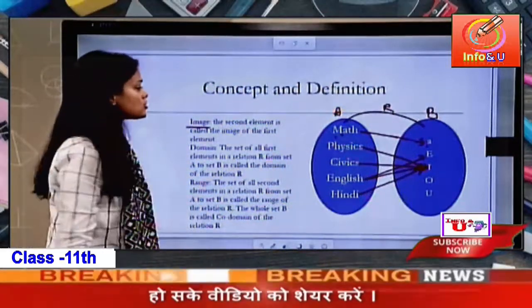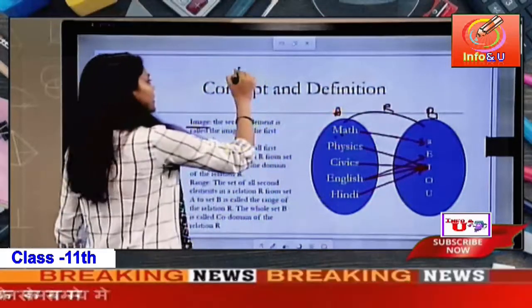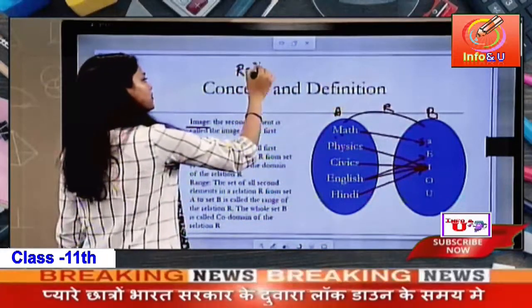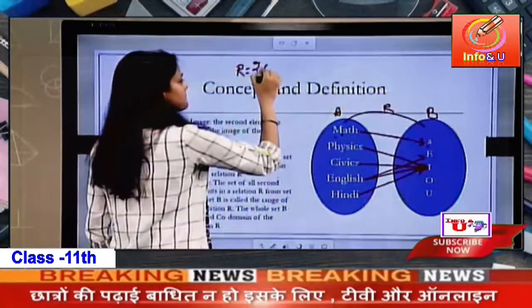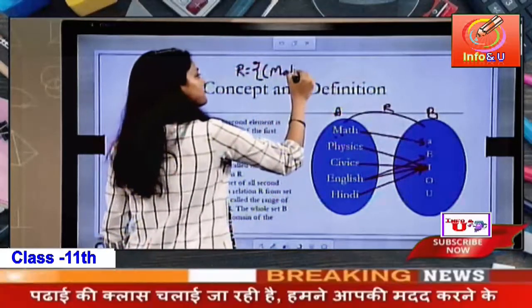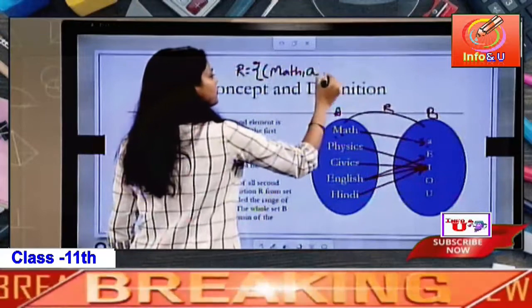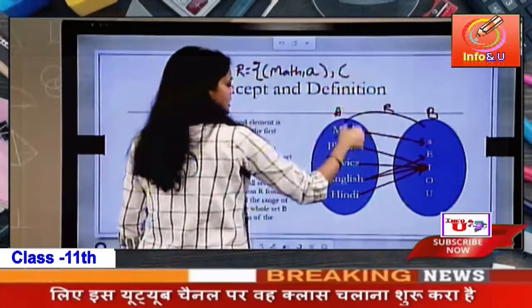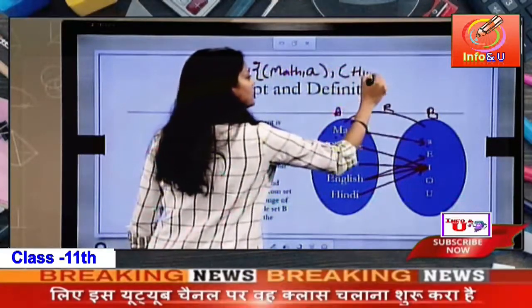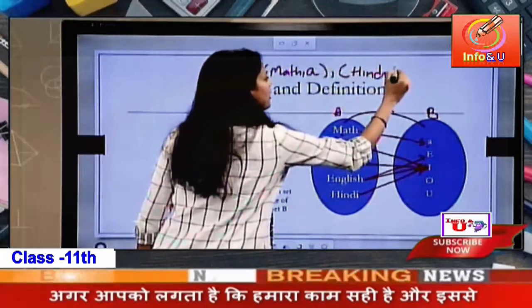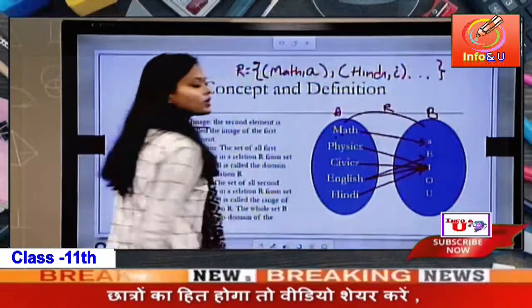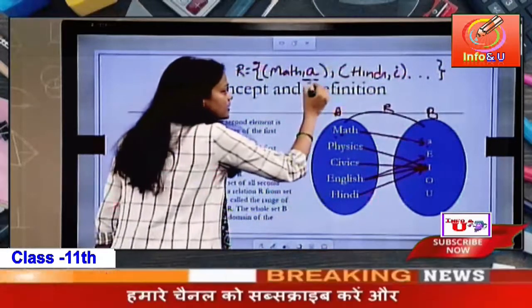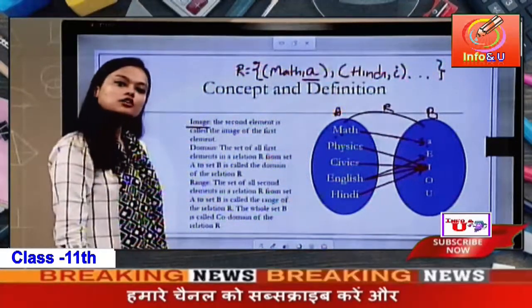Okay. So, if I write, again I am writing here the relation what we are getting in the roster form. That is math and A, say Hindi and I, and so on. So, the second element is said to be the image.